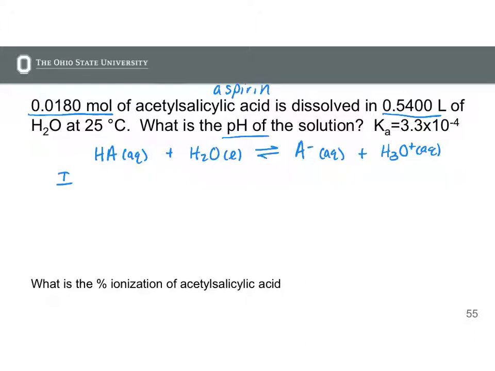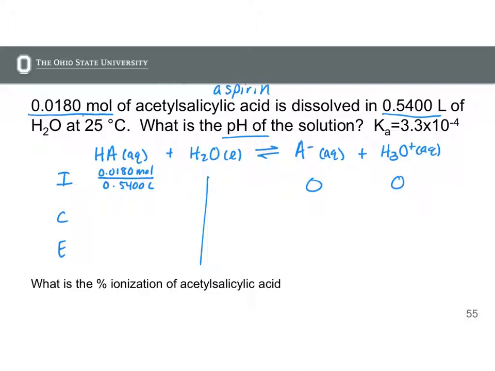And remember, you need to use concentrations in the ICE table. So we're given moles and we're given liters, so from there we can calculate the concentration. But right now I'm just going to put 0.0180 moles per 0.05400 liters of solution. So that's my initial concentration of weak acid. And we don't have any conjugate base or any acid in solution initially. We don't need to worry about water because it's a liquid.